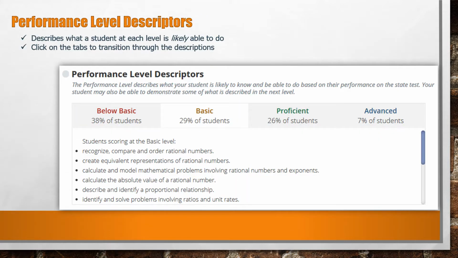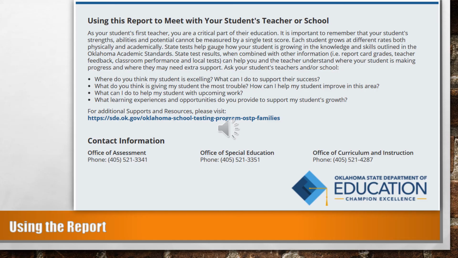The performance level descriptors describe what a student at each level is likely able to do. Click on the tabs to transition through the descriptions and use the scroll bar to see more information. You can use the information in this report and on the Parent Portal to meet with your student's teacher or school. As your student's first teacher, you are a critical part of their education.